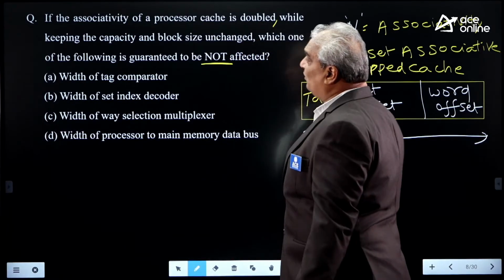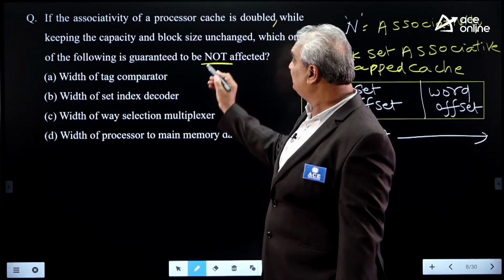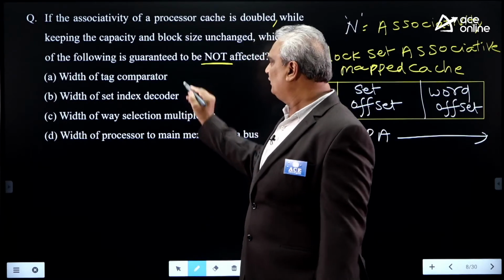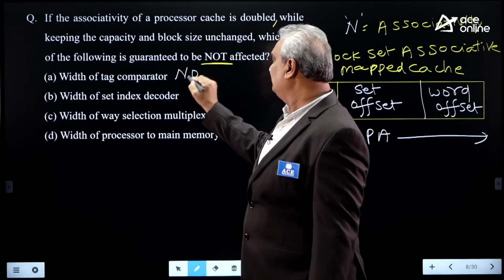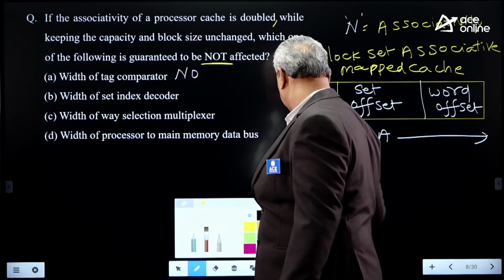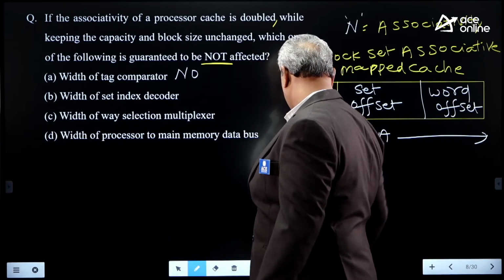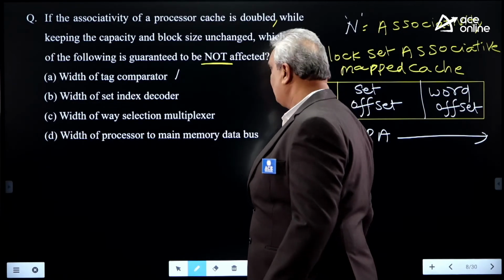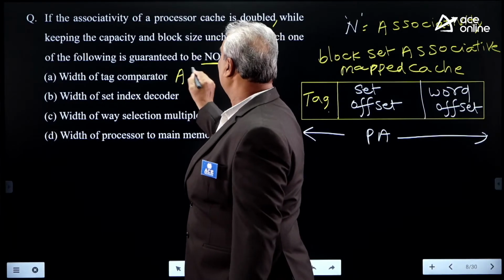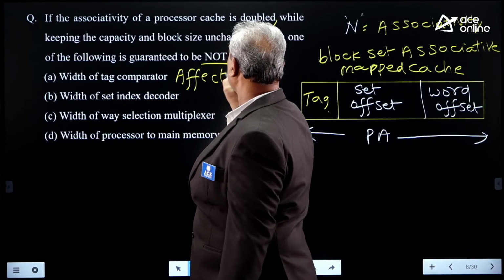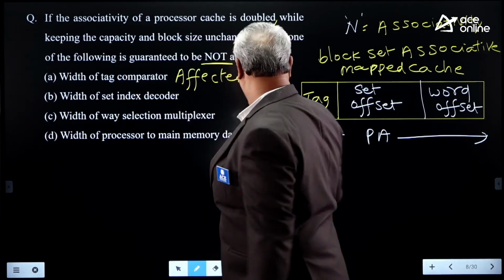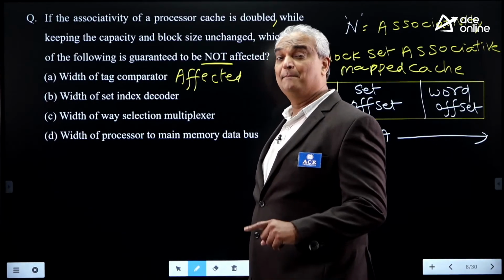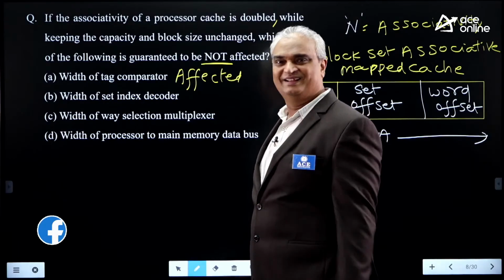Come here. What he asked in the question, which is not affected? Width of the tag comparator. No, because it is compulsorily affected. Why is it affected? Because tag field size will be increased. Automatically tag field comparator size also will be increased.